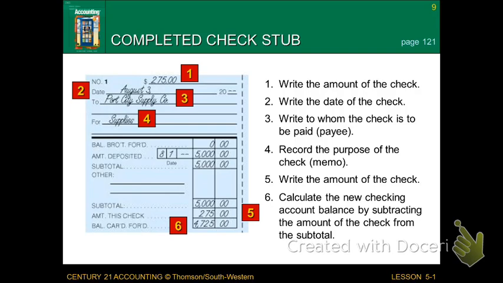So we started with $5,000. We're writing this check for $275. So $5,000 minus $275 brings us down to $4,725. And that is now our accurate bank account balance. And this is kind of like what you would do in real life when you balance a checkbook. You need to know what your current account balance is at all times.